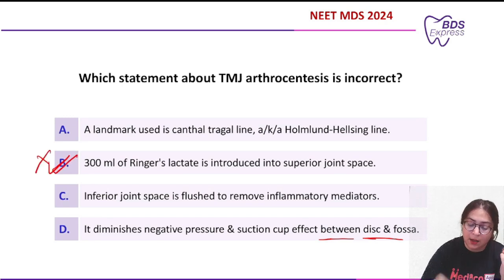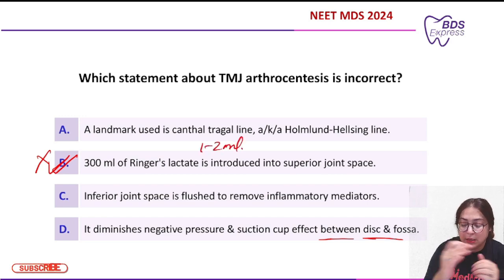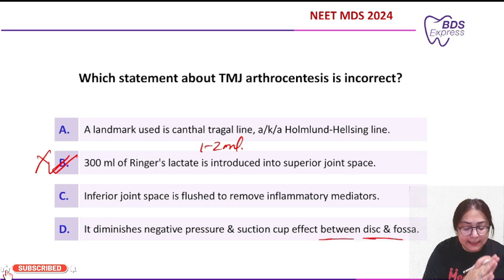So you need to mark the 300 ml of Ringer's lactate option. Instead, 1 to 2 ml of normal saline is used instead of 300 ml of Ringer's lactate.